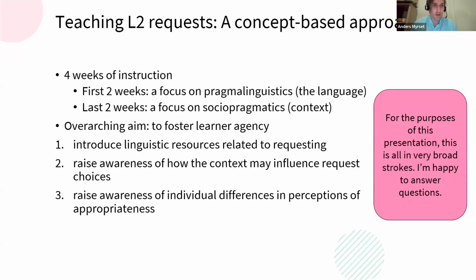And the subordinate aims for this were to introduce linguistic resources related to requesting, raise awareness of how the context may influence request choices, and then finally raise awareness of individual differences in perceptions of appropriateness.